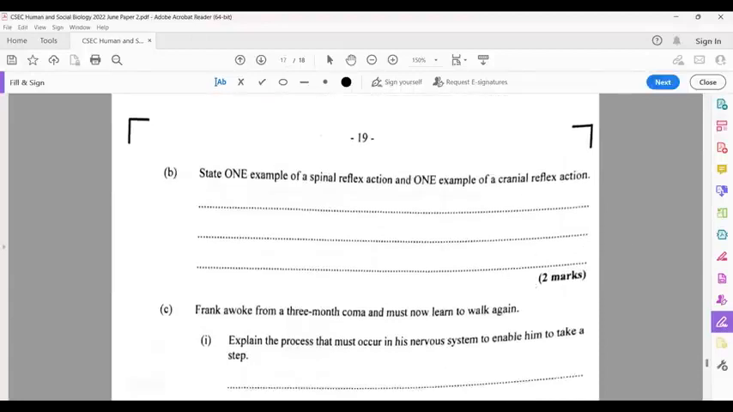State 1 example of a spinal reflex and one example of a cranial reflex. Spinal reflex happens on your body. A cranial reflex happens on your head. Anything happening on your head, your eyes, your nose, your mouth, that will be a cranial reflex. Everything from your neck downwards, your arms, your legs, your torso, that's your body, that's your spinal reflex.